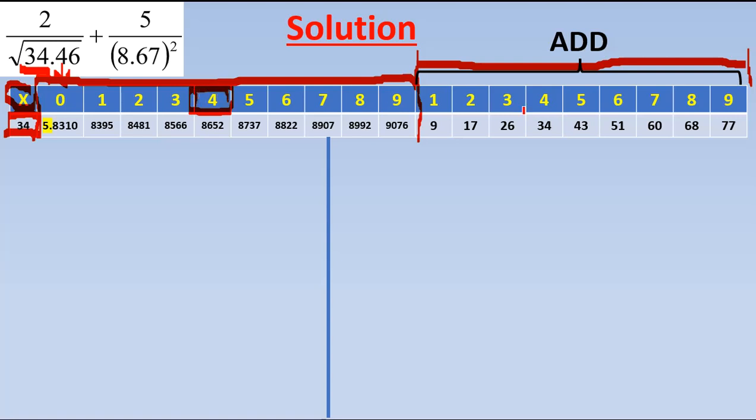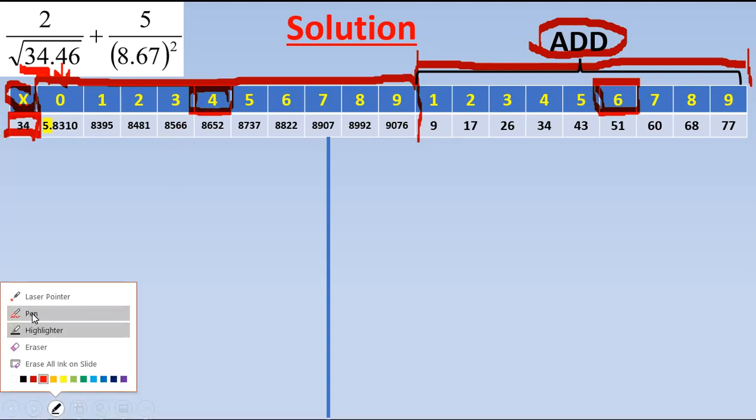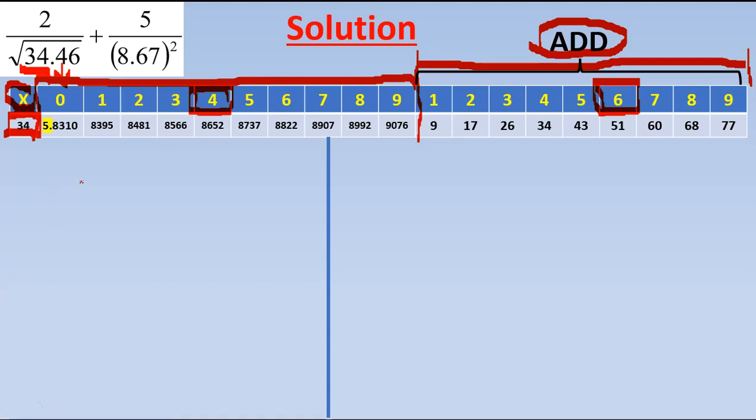And then 6 is located in the mean differences column, so under 6 we shall also read a value, and the value that we shall read, we shall add it to the very end of the value that we read from the main column. That's why this is showing add. So this is it. We have located 34, we have located 4, and we have located 6. So how do we use these values in order to get the square root of 34.46?